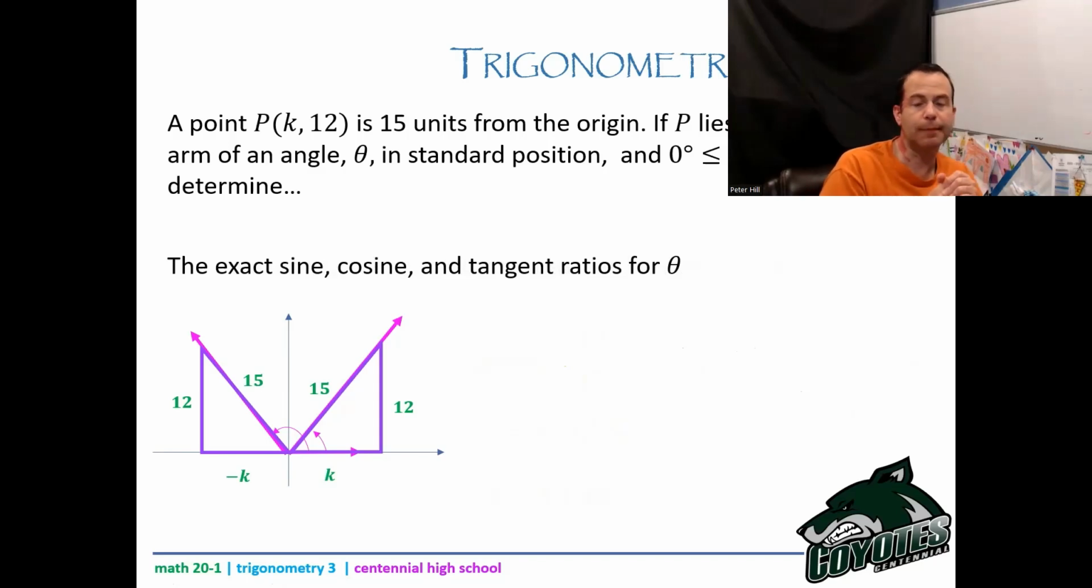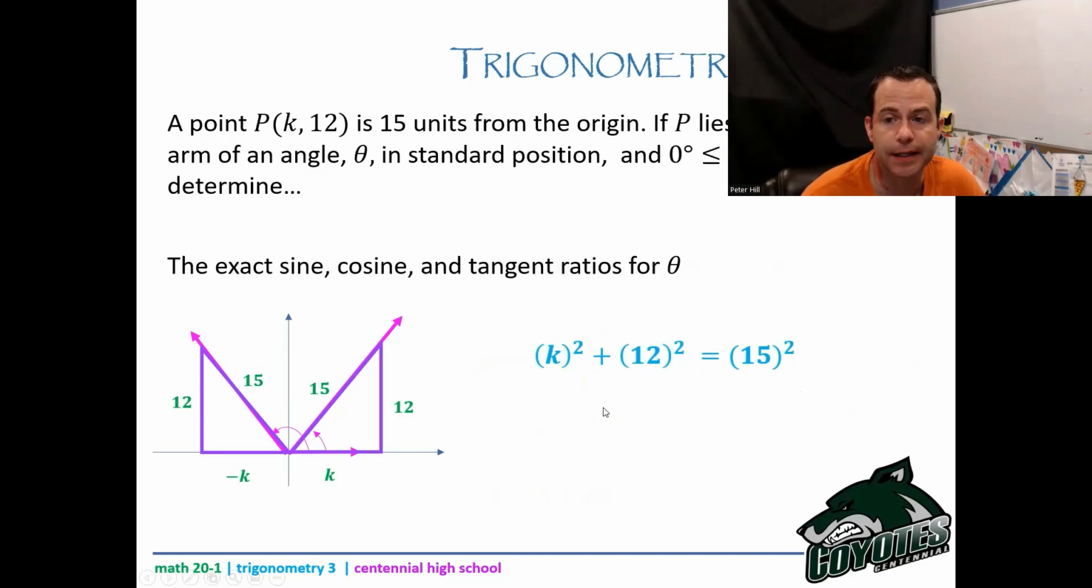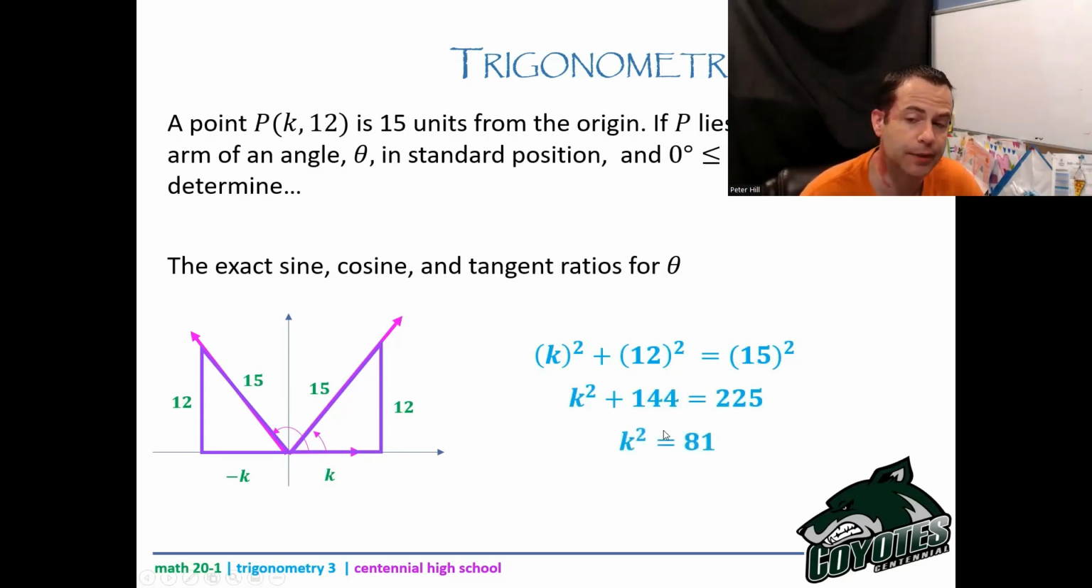Okay, so to get my k value, I'm just going to use the Pythagorean theorem, remembering that when I get k, I know that k could either be positive in the first quadrant or negative in the second quadrant. Okay, so I end up with 15 squared equals 12 squared plus k squared. 12 squared is 144, 15 squared is 225. Subtract 144 from both sides. I get k squared equals 81. So k is plus or minus 9. Okay, so I need the exact values from quadrant 1 and the exact values from quadrant 2.